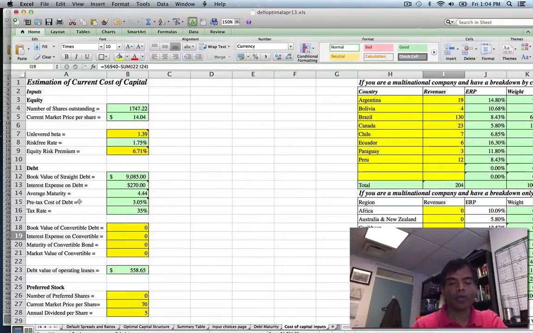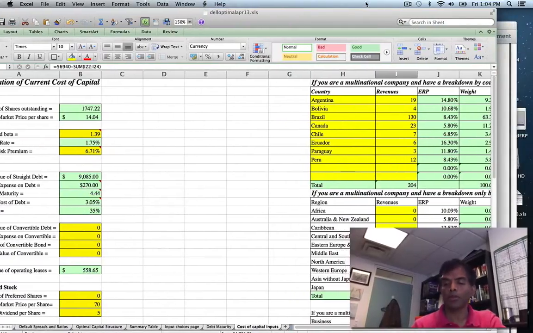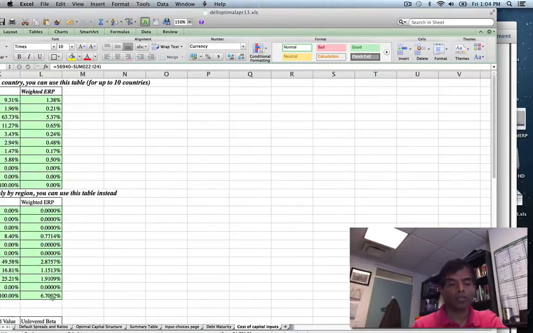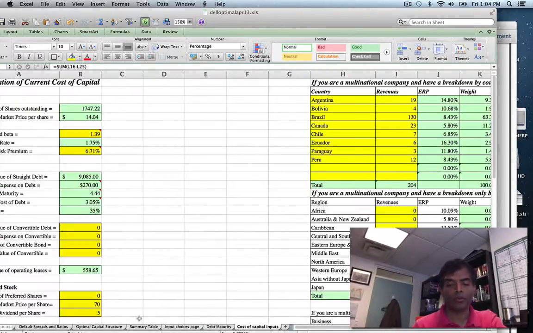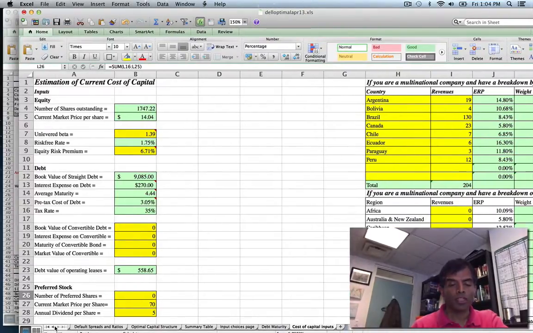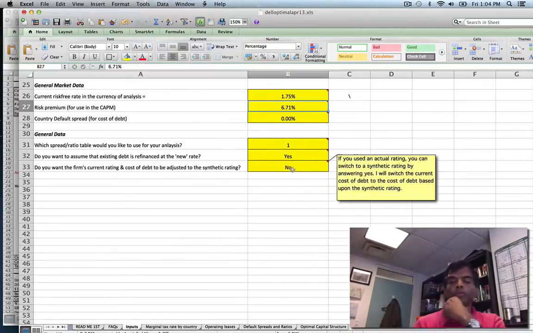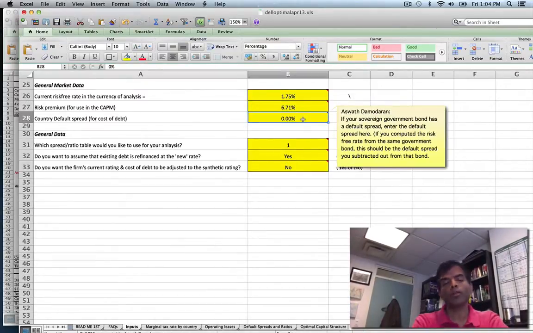And that gives me an equity risk premium, a weighted average equity risk premium, based upon that breakdown of 6.7092% or 6.71%. So let me go back to the input page because that's what you're going to see as my risk premium, 6.71%. Then I ask you for a country default spread.